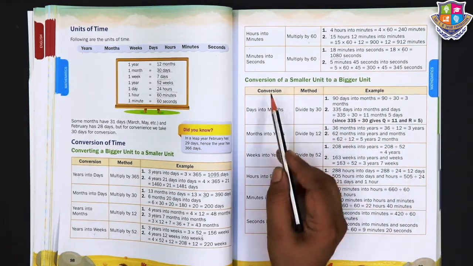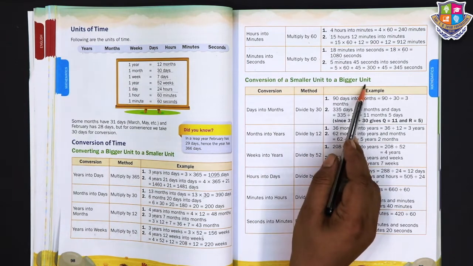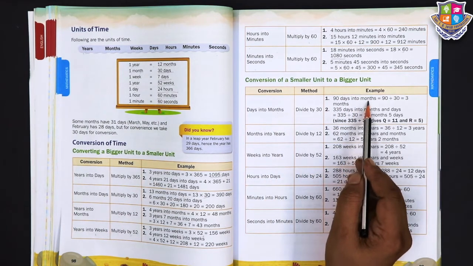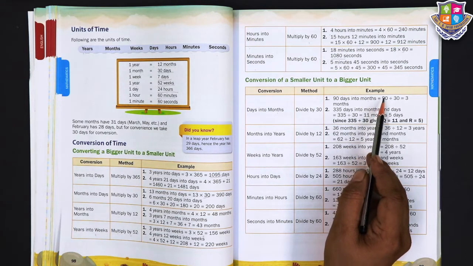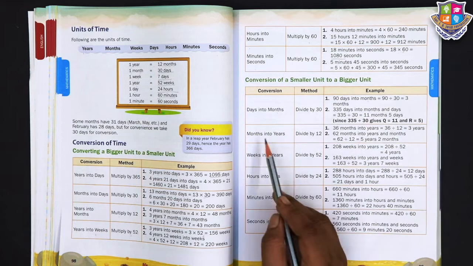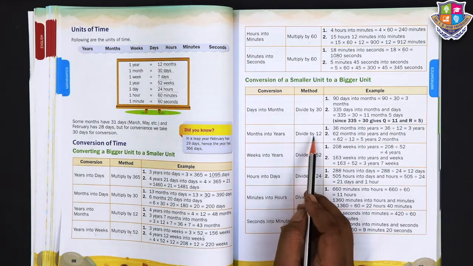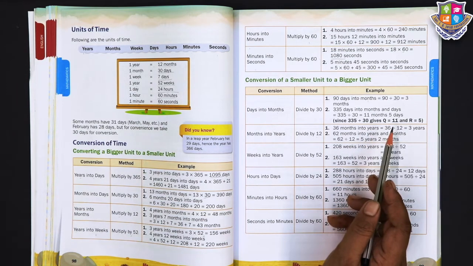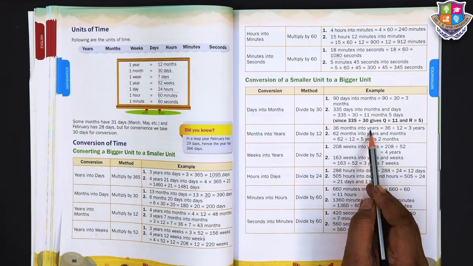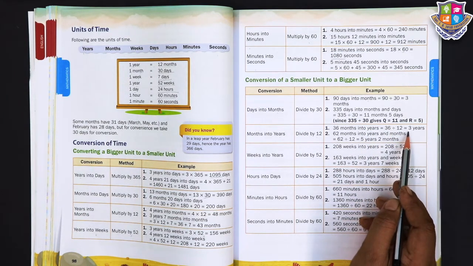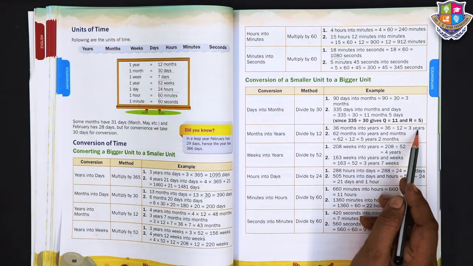Now, conversion of smaller to bigger units. Days into months. What you have to do is convert 90 days into months: divide by 30, because 30 days is equal to 1 month. Then months into years, so divide by 12. So 36 months into years: 36 divided by 12 is equal to 3 years.